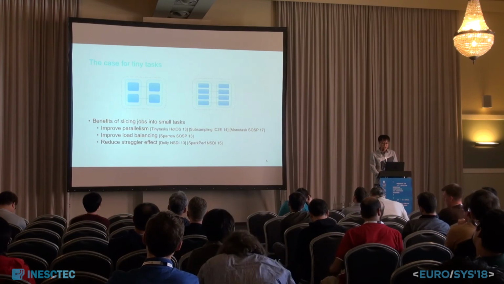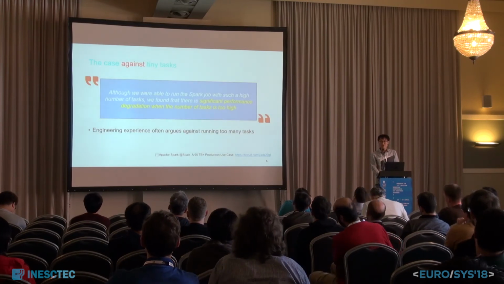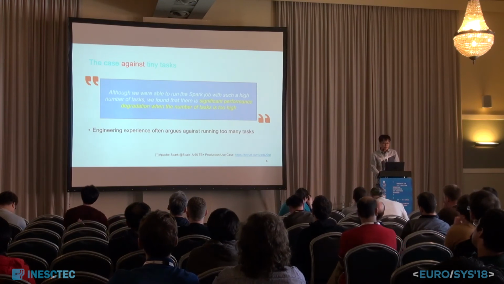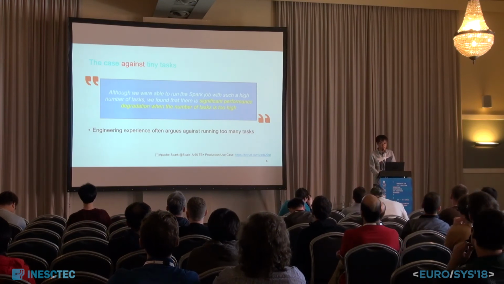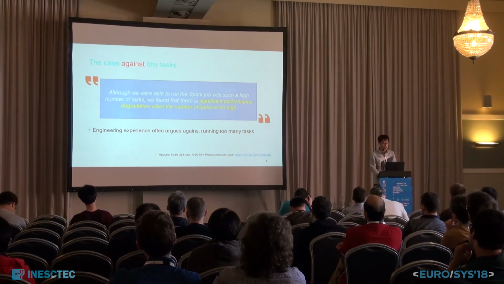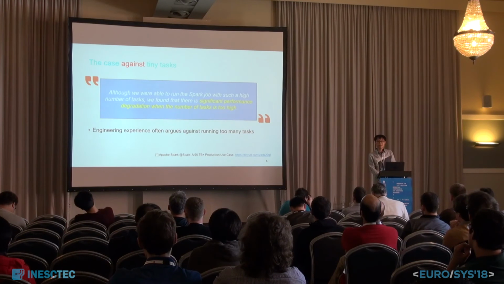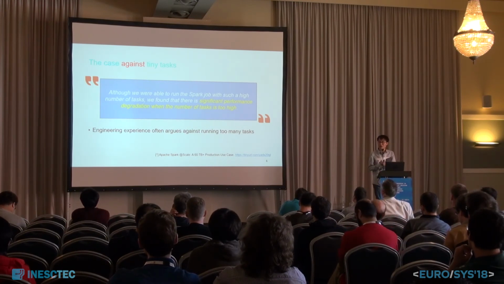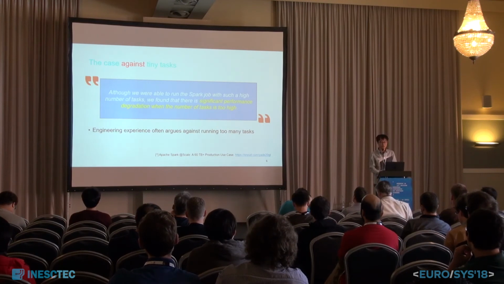However, if you look at the engineering experience, the engineers often argue against this tiny task execution plan. Here we cite from an article published in an engineering blog, saying that we found there is a significant performance degradation when the number of tasks is too high. So what is the reason behind this mismatch between the engineering experience and the research work?